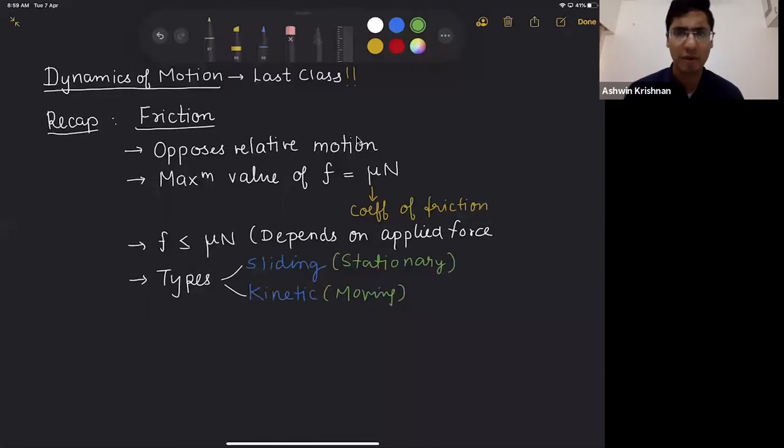We did a lot of problems based on that. Today we'll solve more problems. We just have to do one or two concepts on frames of reference, non-inertial frames of reference and pseudo force. We'll do one or two problems and then basically we'll be done with dynamics of motion. There are obviously many problems to do, but we are focusing on the most important aspects in this lesson. So just make a note of all these things in friction.